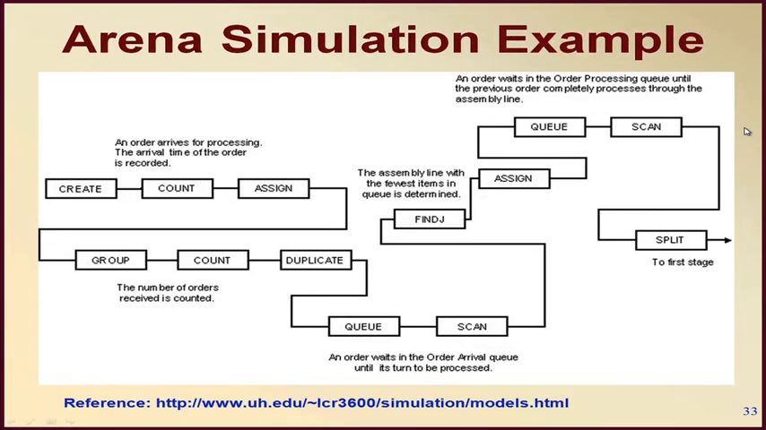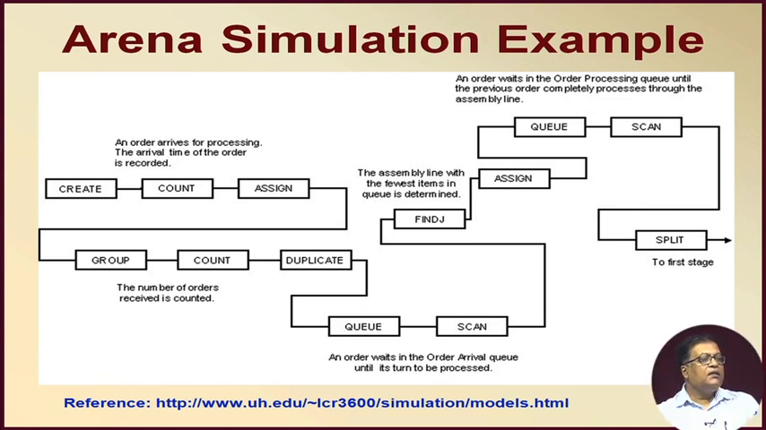So, here is an example I have taken, and the reference is also given. You can see in this particular situation, first of all an order is arriving. It is an order processing system, and the arrival time of the order is recorded. At the very first a create is given, then count and assign, a resource is assigned, and then they are grouped, then count and then duplicate. The number of orders received is counted, then it joins a queue. An order waits in the order arrival queue until its turn to be processed.